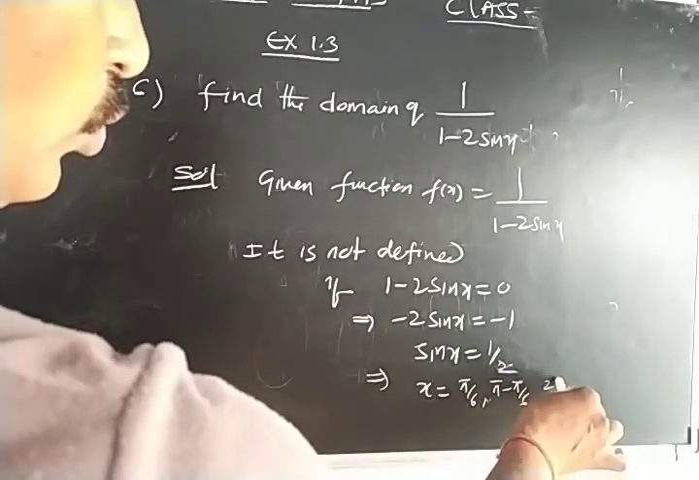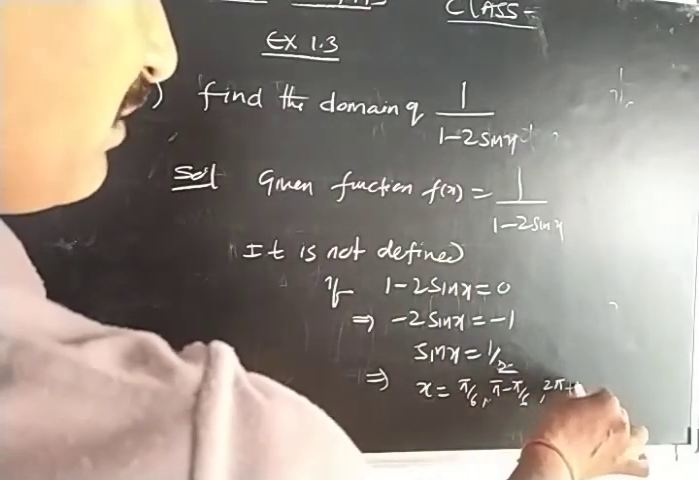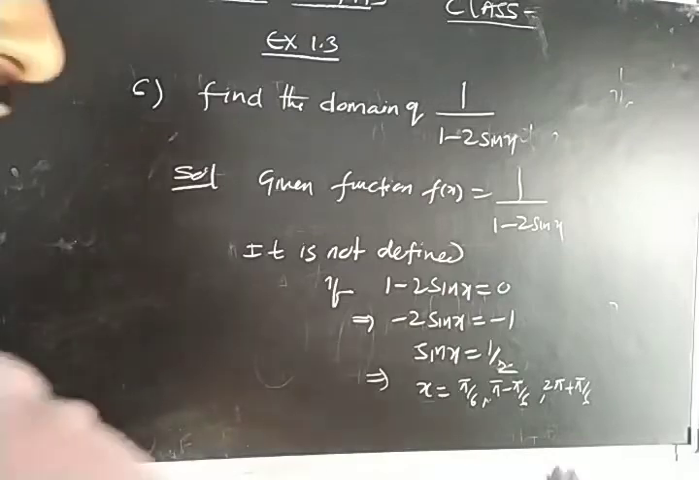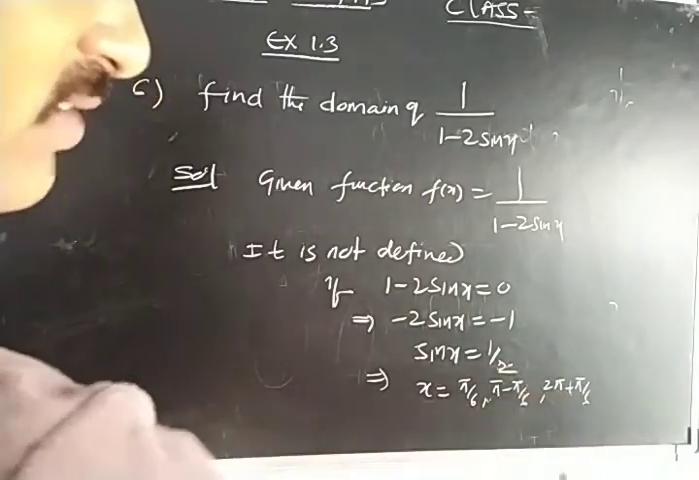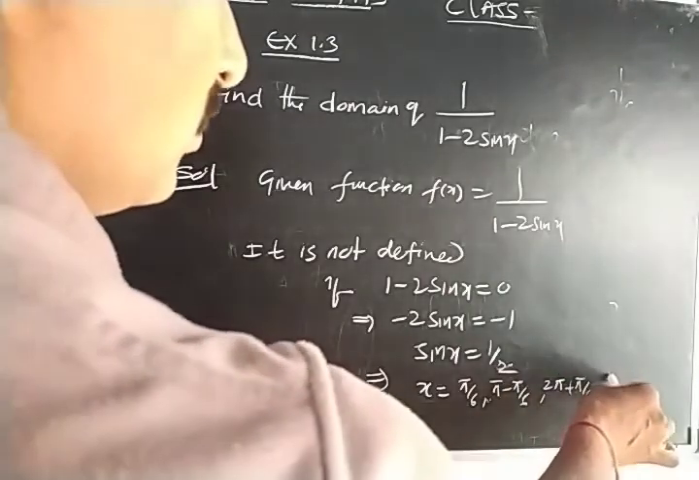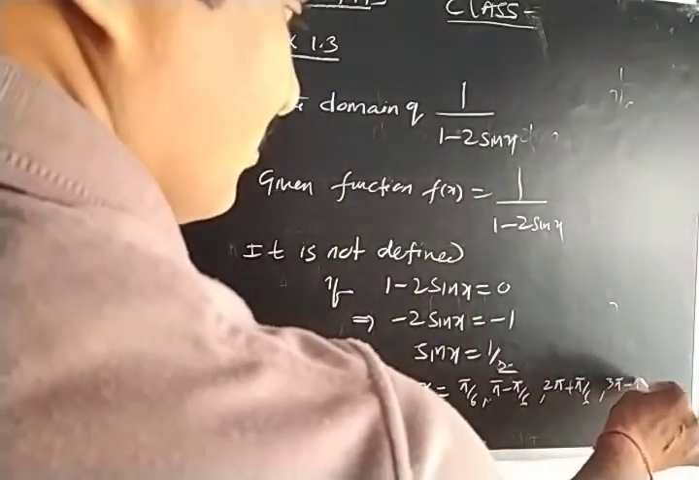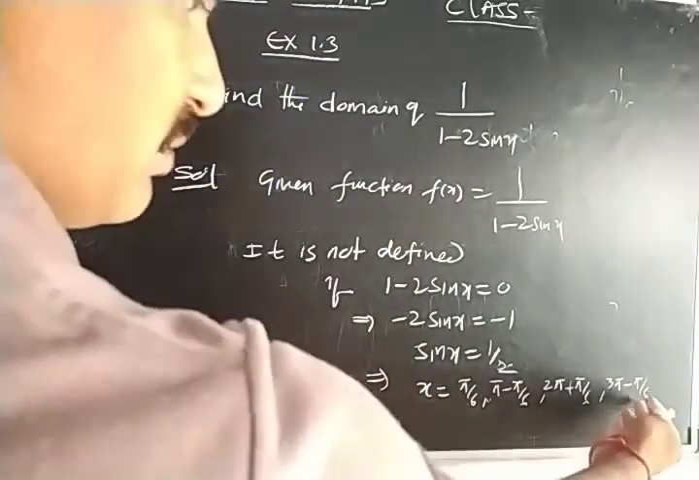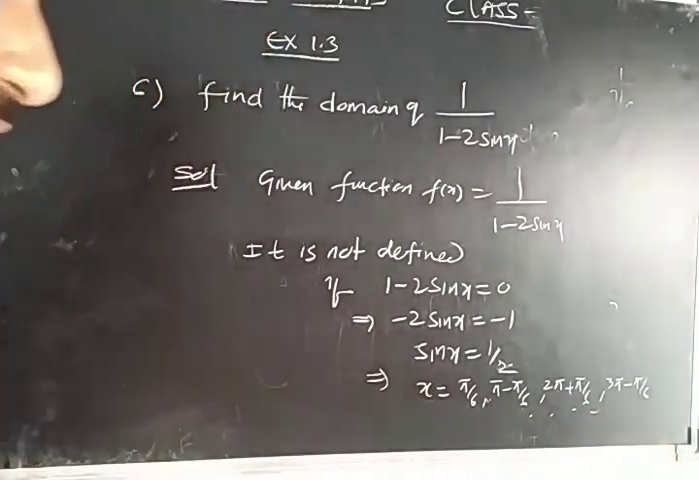Next, 2 pi plus pi by 6. 2 pi means 360 plus theta. 360 plus theta is also in the first quadrant, so you will get 1 by 2. Next, 3 pi minus pi by 6, which is in the second quadrant, again it is pi by 6. So on like this, so many values you will get.